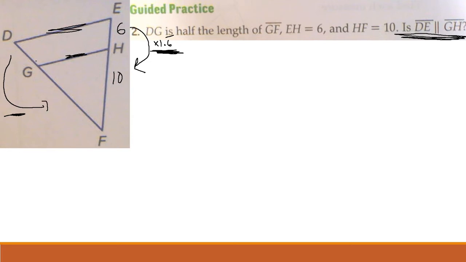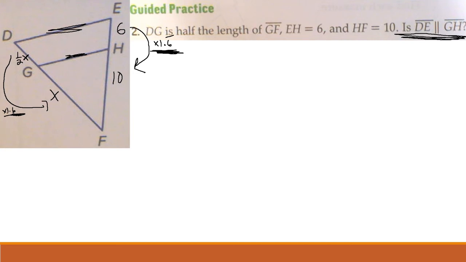So what is DG? Well, we don't know what DG is, but we do know that it's half the length of GF. Let's just say GF is x, because we don't know how big GF is. How big would DG be? Well, DG would be half of x, because it says DG is half the length. All right, so GF is x, DG is 1/2 x. Is that a multiplier of 1.6? So basically, is 1/2 x times 1.6 equal to x?